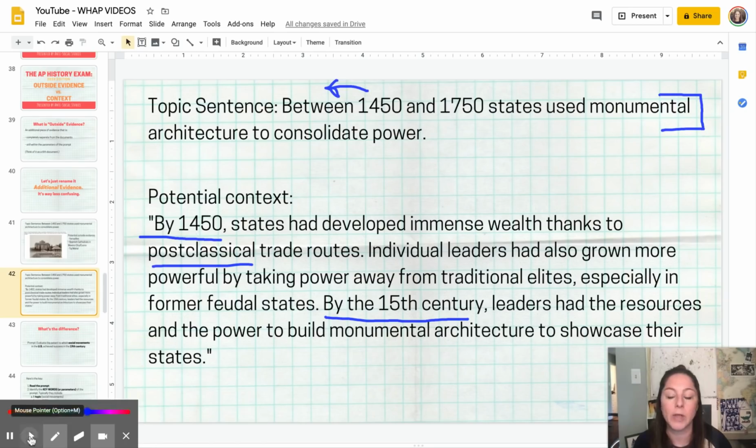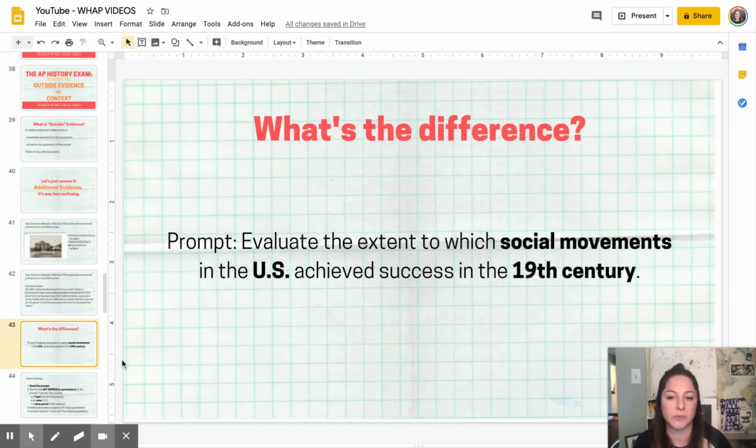if that relates to your prompt. Okay, so here's how to figure out the difference when you're writing your essay. You want to take a prompt. So let's take this US history prompt. Evaluate the extent to which social movements in the US achieved success in the 19th century. And what you want to do is you want to identify the parameters of that prompt. And an easier way to think of that is identify the keywords, right?